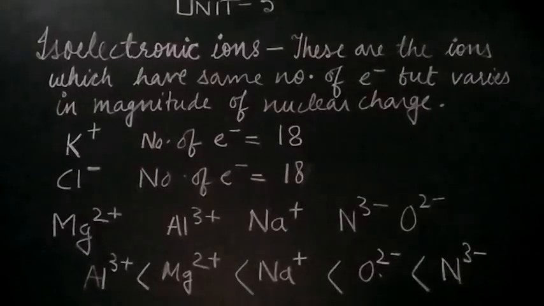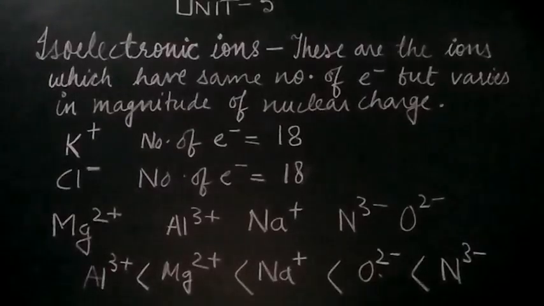And if we want to compare the size of the isoelectronic species, we are just going to see the charges on them. As the nuclear charge increases, the attractive force between the electrons and the nucleus also increases. So this will result in the decrease of the ionic radius. In other words, the size of the isoelectronic ions decreases with increase in the magnitude of the nuclear charge.